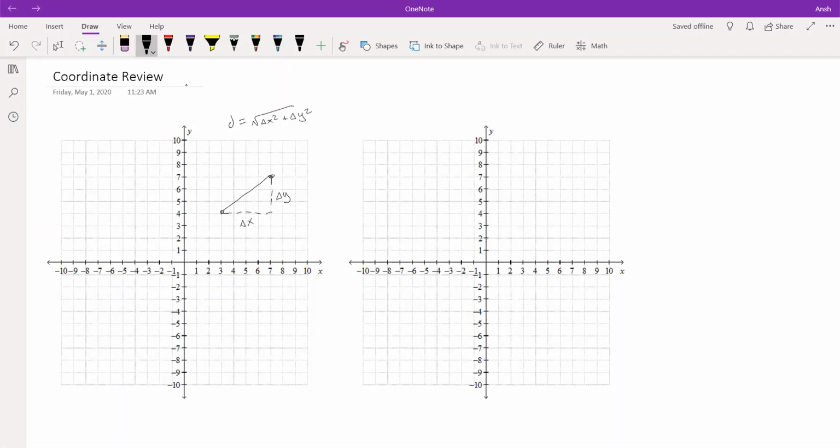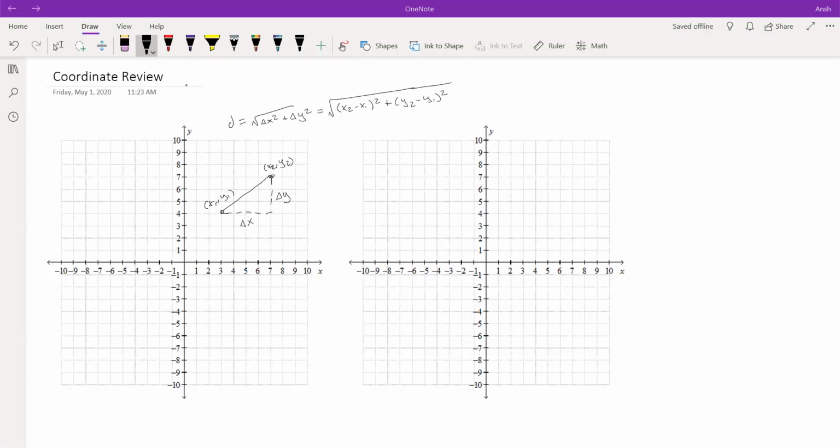And let's say our 2 coordinates are at x1 comma y1 and x2 comma y2. Then we have that delta x equals x2 minus x1 and delta y equals y2 minus y1. So this gives us our formula for the distance between 2 points, the square root of (x2 minus x1) squared plus (y2 minus y1) squared.